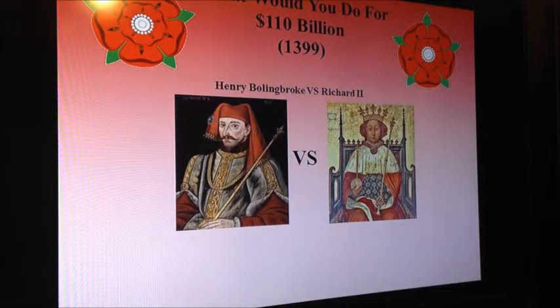Side note, he's named Henry Bolingbroke because he was born in Bolingbroke Castle. So it's like Henry of Bolingbroke. Just like John of Gaunt was born in the land of Gaunt, he's John of Gaunt. Anyways.